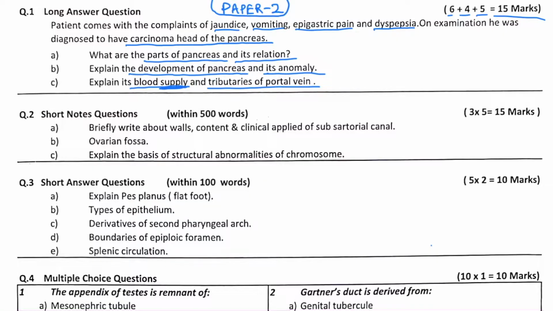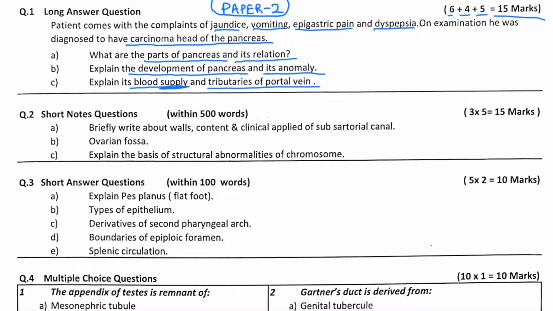Now, talking about the tributaries of portal vein. So, portal vein is formed by two major tributaries. One is the superior mesenteric vein, which drains the structures derived from the midgut, and the splenic vein. Remember that splenic vein also receives a tributary called inferior mesenteric vein, which drains the structures derived from the hindgut. So the superior mesenteric vein and splenic vein join together behind the neck of pancreas to form the portal vein. And remember, the length of portal vein is around 8 centimeters.